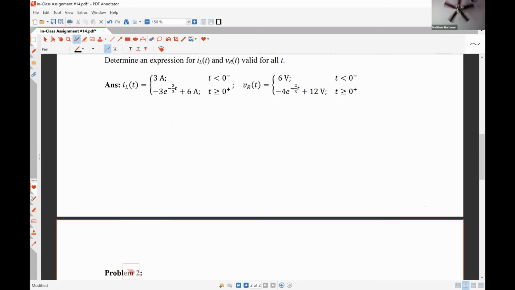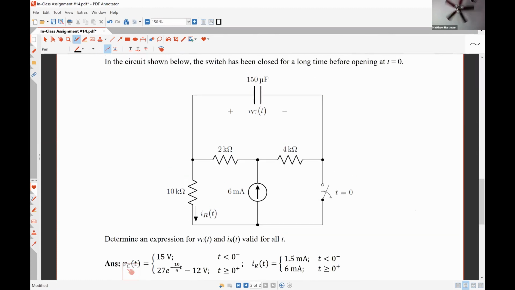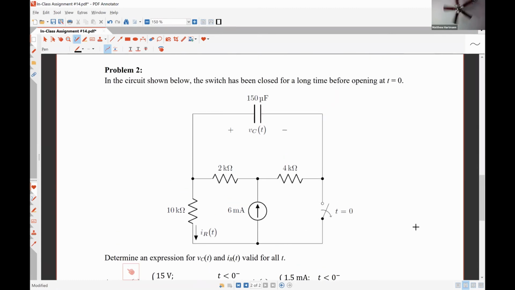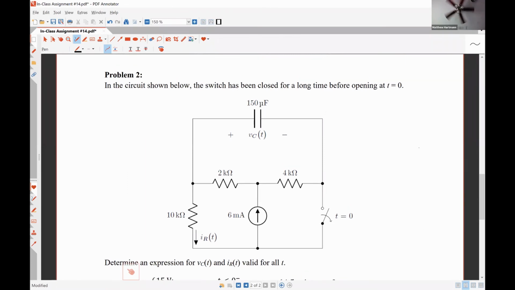All righty, let's look at what we have on this guy here. We have a circuit where the switch has been closed for a long time before opening at t equals 0. So this is going to be a total response problem as well, because when this switch opens, it does nothing to change the behavior of that 6 milliamp source. All right, so let's work a similar thing here. At t equals 0 minus, our circuit is going to look like this. So at 0 minus, our switch was closed.